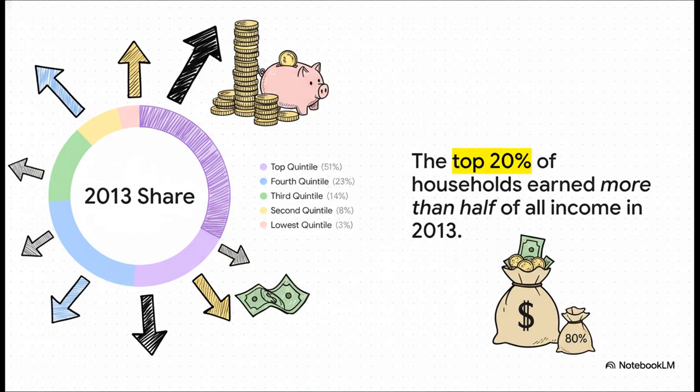And this donut chart for 2013 really drives the point home. Look at that. The top quintile, that's the top 20%, grabbed 51% of all the income. Let that sink in. That means the other 80% of the country had to split the remaining 49%. I mean, to put it another way, the top fifth made more money than the other 4/5 put together.